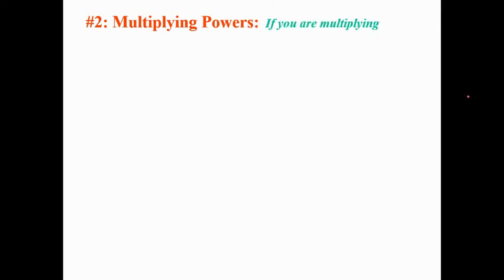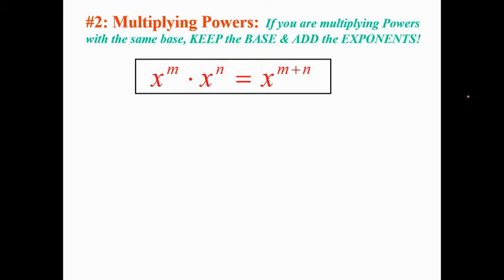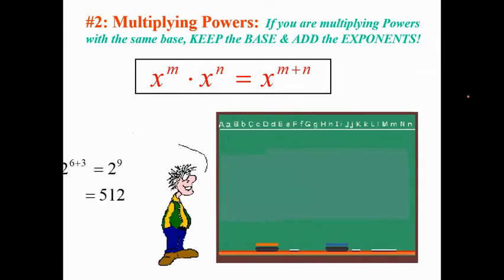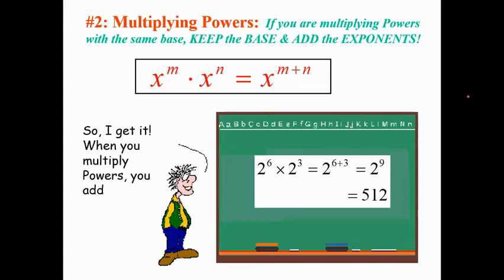Second law, multiplying powers. If you are multiplying powers with the same base, keep the base and add the exponents. The general law looks like this. Notice how your bases must be the same, and we just add the exponents. Let's look at some examples. So if we have 2 to the 6th times 2 to the third, then we just get 2, and the exponents add together as 6 plus 3, which is equal to 2 to the ninth. So notice our student here thinks he understands it.